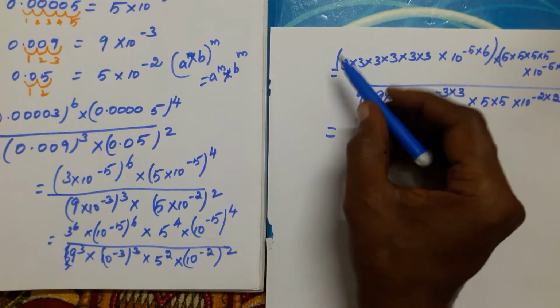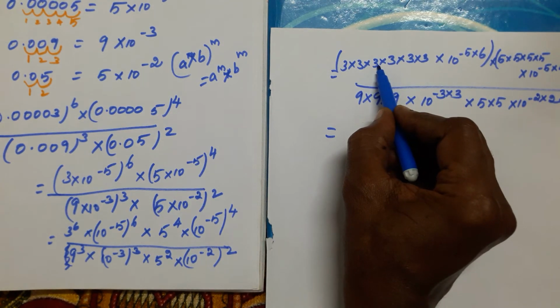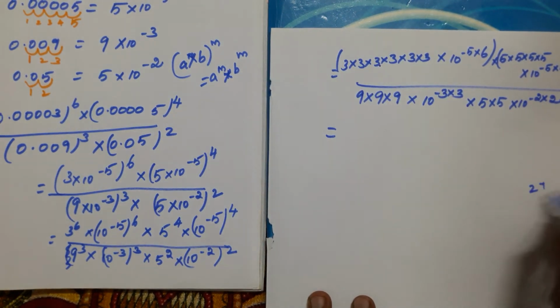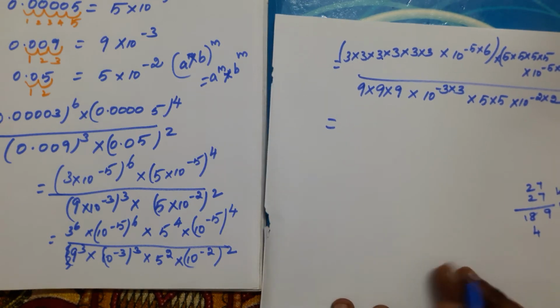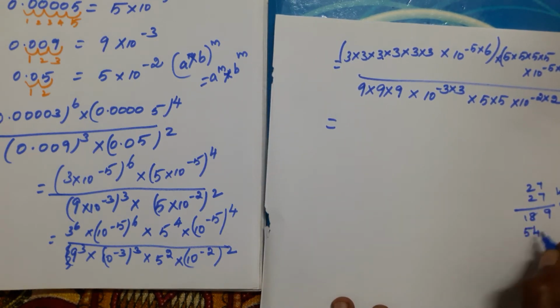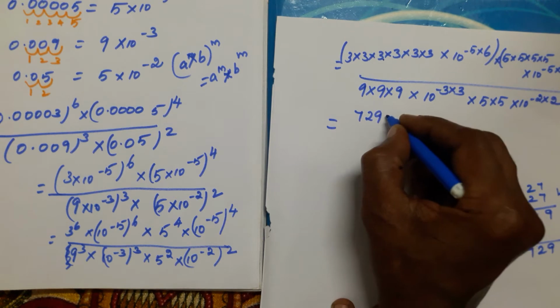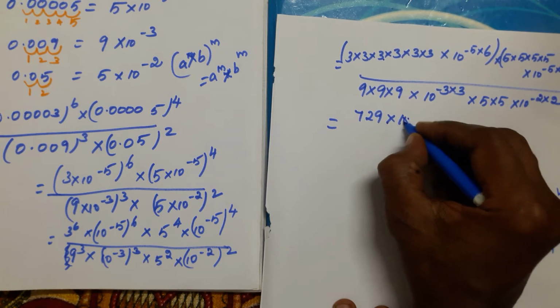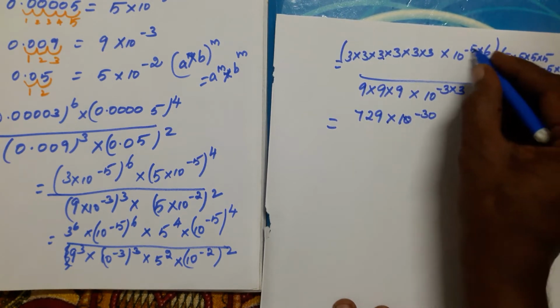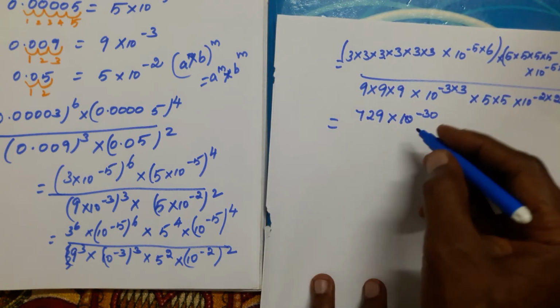3 3s are 9, 9 3s are 27. 27 into 27. 7 7s are 49, 4 balance, 7 2s are 14, 18, 7 2s are 14, next 1 balance, 2 2s are 4, 4 plus, 2 2s are 4, 4 plus 1, 5. So 9 2 7, so 729 into 10 power minus 5 into 6, 10 power minus 30. 5 6s are 30.